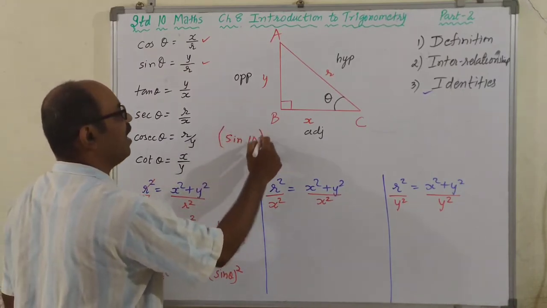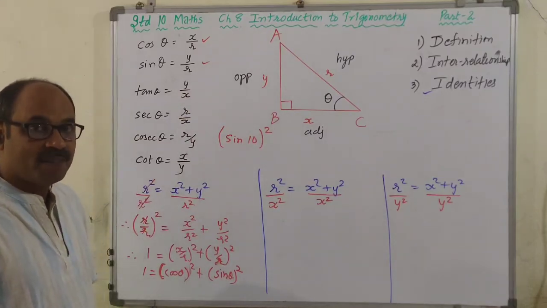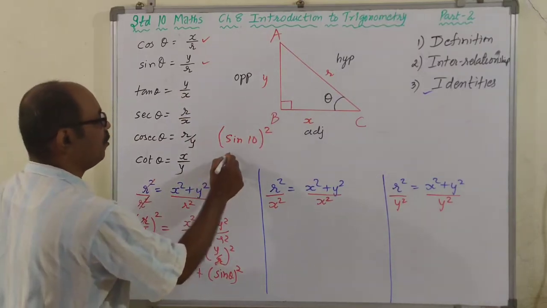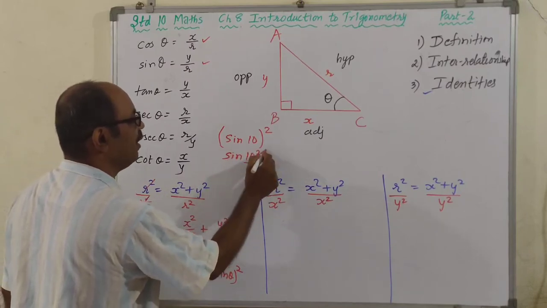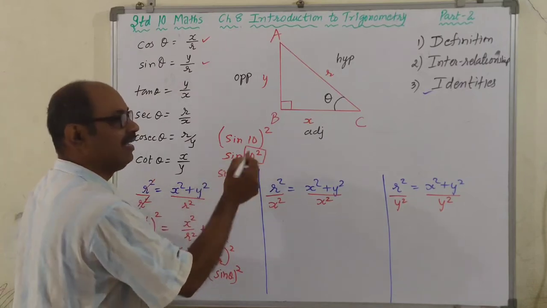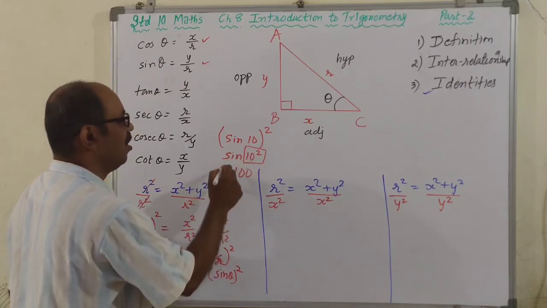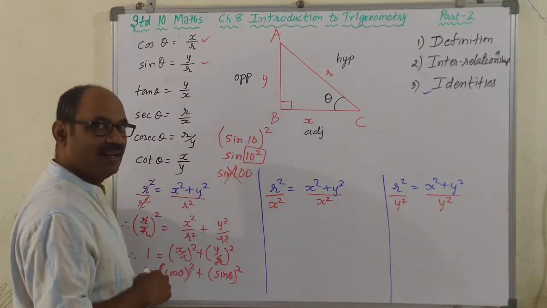If you have to write square, the bracket is a must. If you don't put the bracket, it becomes sin 10 square, which means sin of 10 times 10, that is 100. That would be wrong. It is sin 10 whole square.